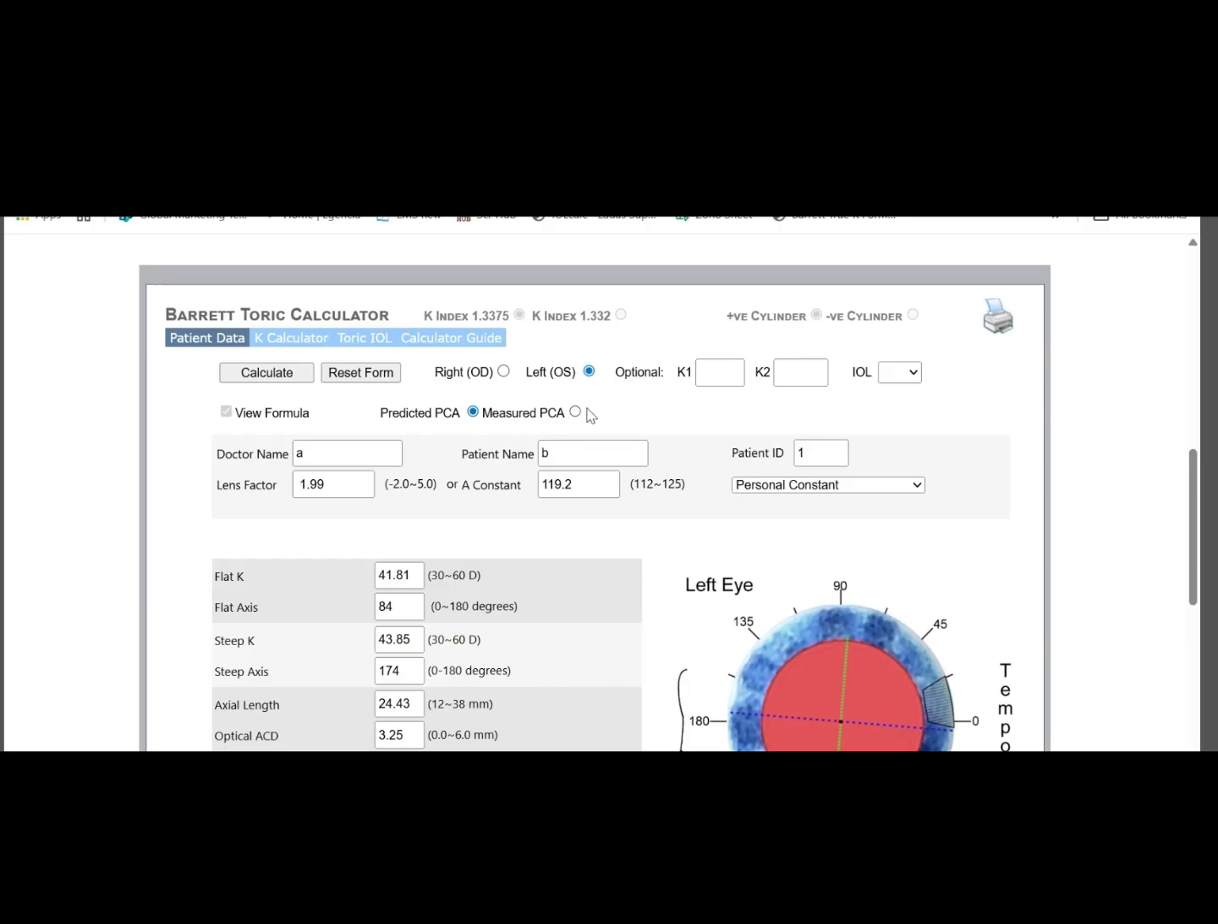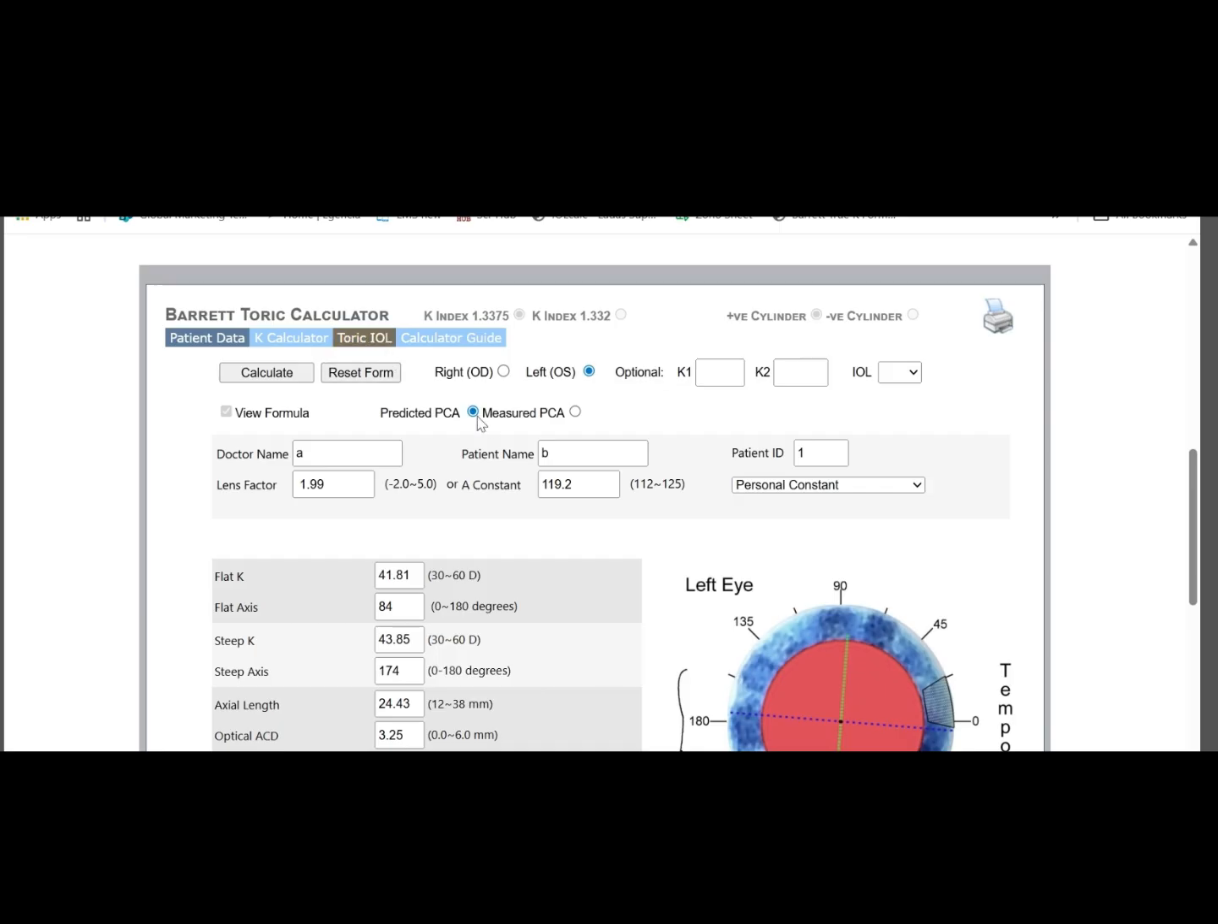If your biometric machine gives you a measured PCA, for example, if you want to input it from the Pentacam, or if you want to input the TK, if you have the IOLMaster TK, then you can put the measured PCA here. If you don't have it, you can keep it default predicted PCA, and the Barrett is going to calculate the power of the astigmatism of the posterior cornea based on the input values here.